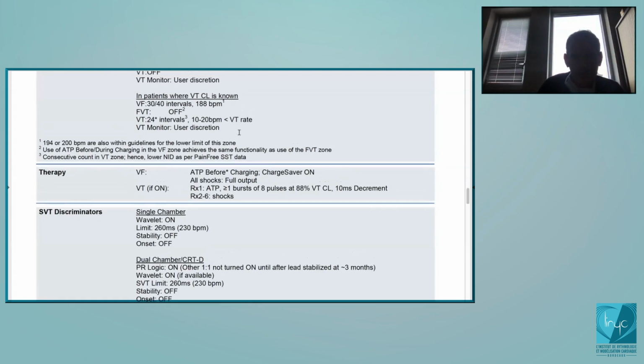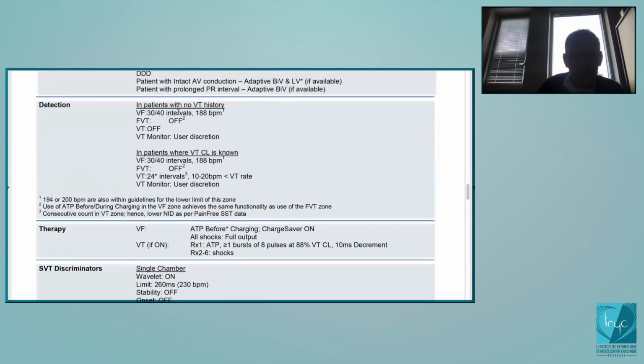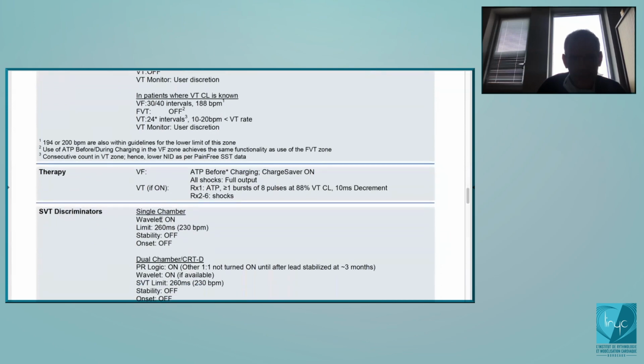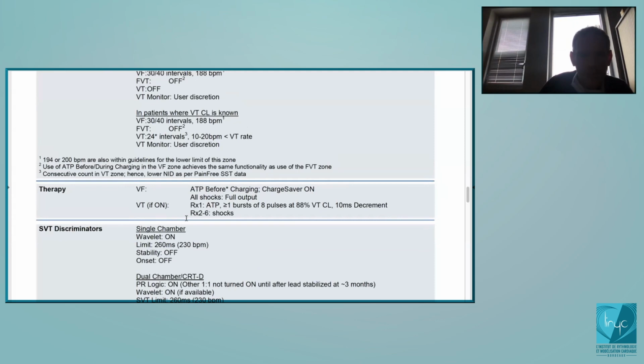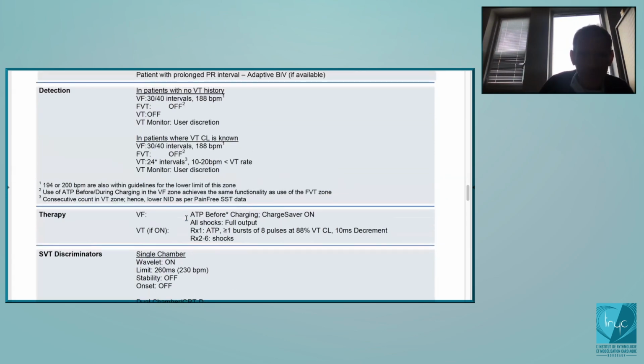So if you program it like this, you see the VF zone at 188 beats per minute. And if you want to discriminate up to 230 beats per minute, then you need to have the possibility to discriminate inside the VF zone. And Medtronic is the only manufacturer where this is possible. You can discriminate the origin of the arrhythmia in the VT zone, but also in the VF zone. Okay, so if you can show us now the programmer.